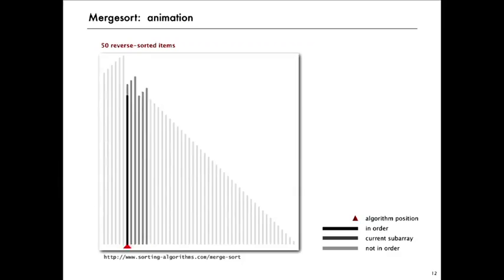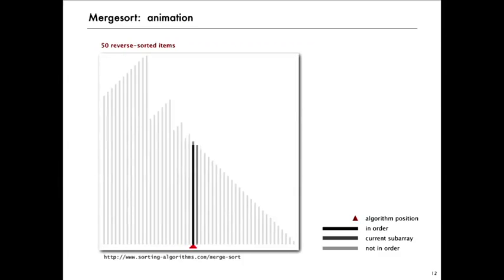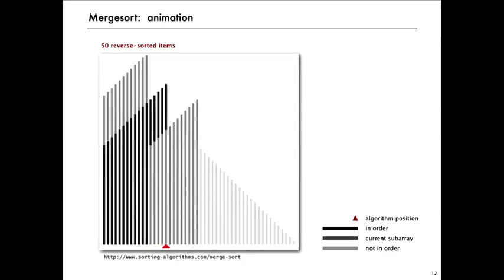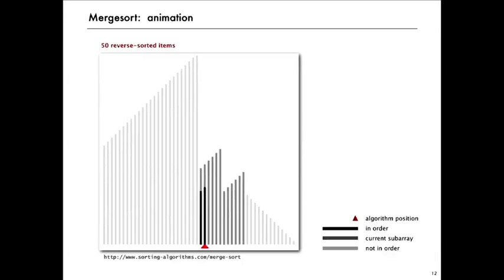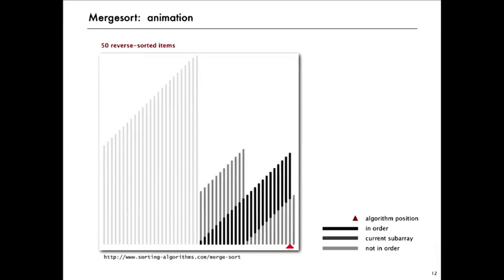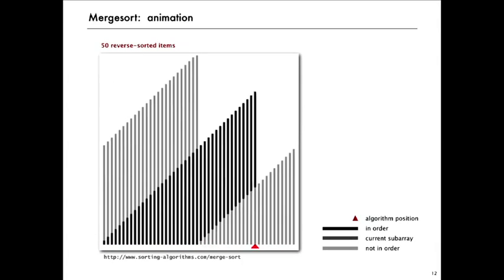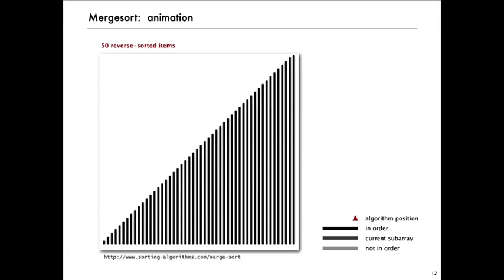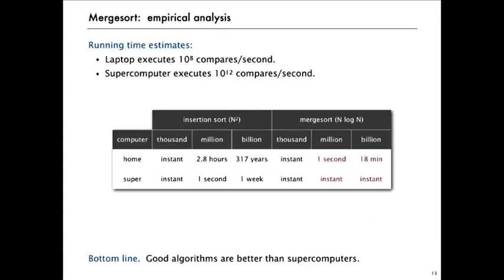Let's look at it when it's in reverse order. Again, it gets the first half done. Now it's working on the second half. Once it gets the second half done, then it goes ahead and merges together the whole thing. It's just as fast on reverse ordered as in arbitrary order. So you can run merge sort on huge problems. It's a very efficient algorithm.